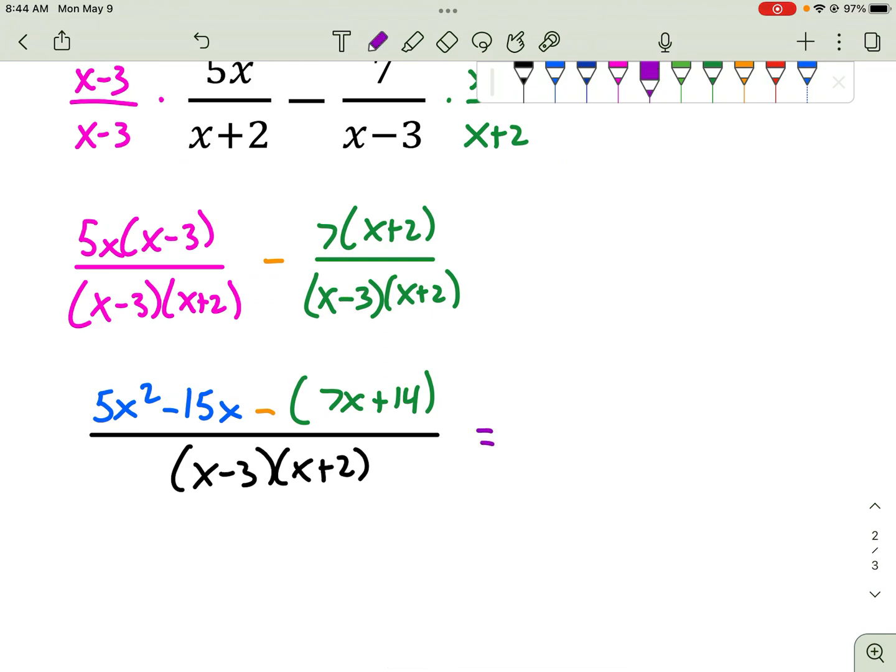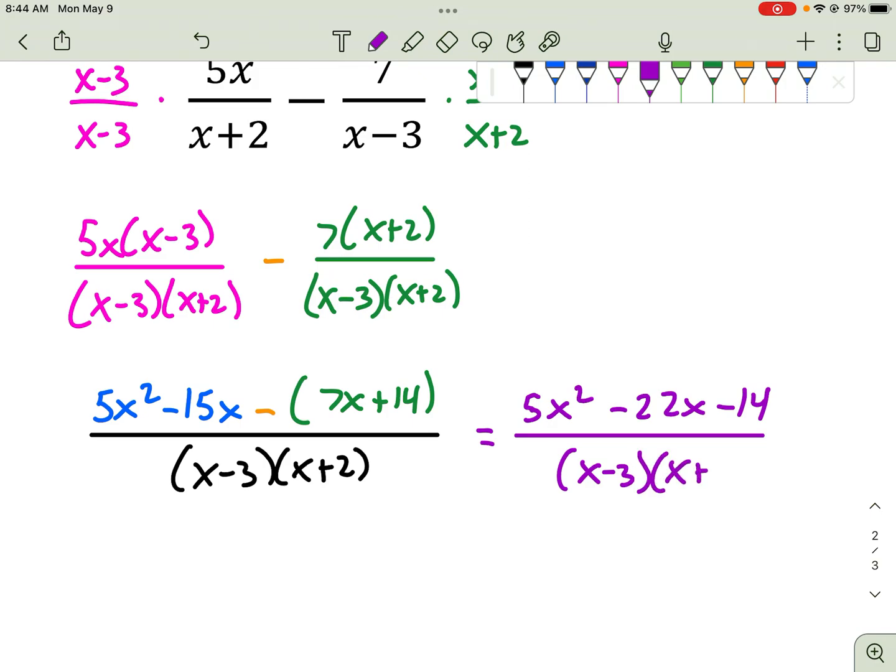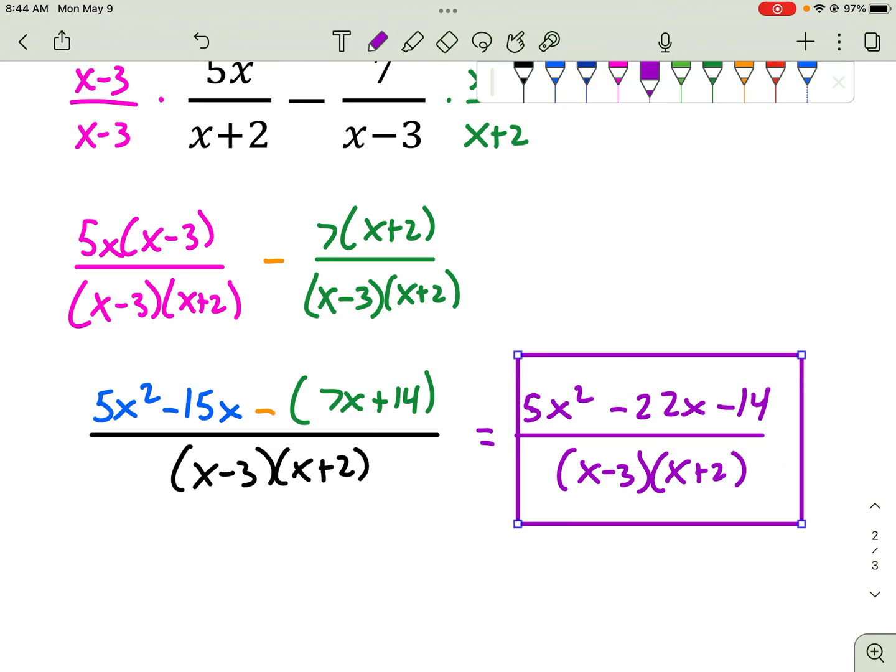And now distribute the minus sign. So you get 5x squared. That's just this. That stays the same. Now this becomes minus 7x. That can be combined with that. So it's minus 22x. And then minus 14 when you distribute the negative sign. Over x minus 3 times x plus 2. And there you go. That's what you do.